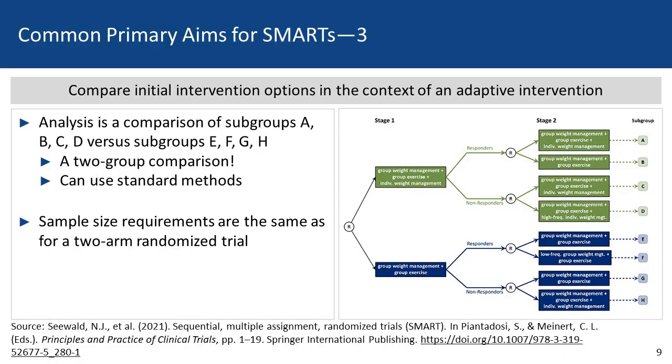The analysis for this primary aim is a simple comparison of subgroups A, B, C, and D versus subgroups E, F, G, and H. This is just a two-group comparison, and so I can use standard methods for this. The sample size requirements for a SMART with this primary aim are also the same sample size requirements as for a two-arm randomized trial. You can use the same formula that you would use to compute the sample size for a two-arm RCT, or randomized controlled trial.